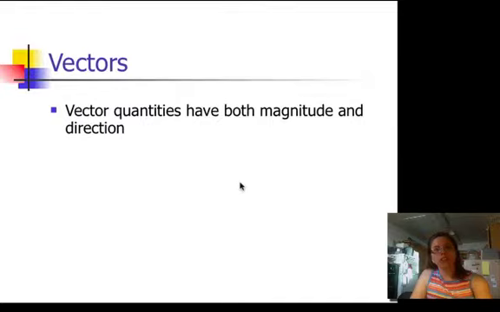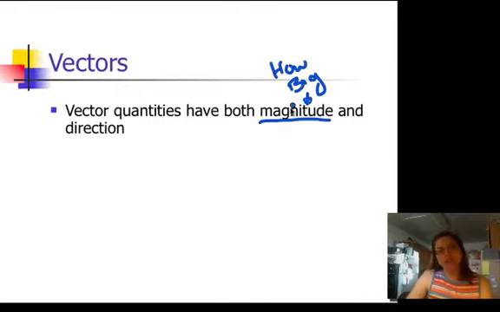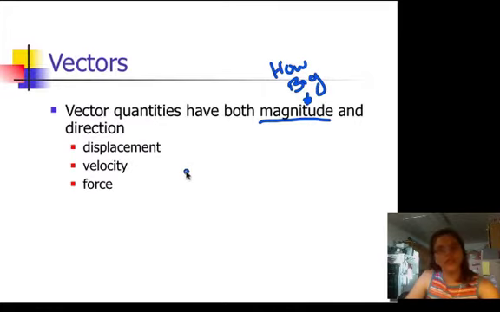Okay, vectors. So vectors are quantities that have both magnitude and direction. So magnitude just means how big. So I often get questions about, well, it wants me to find magnitude, but I don't know the units. You always have to continue reading. Anything that's a vector has magnitude, has how big it is, and a direction. So some examples of this may be displacement, velocity, or force.